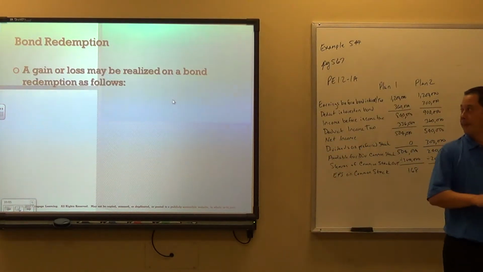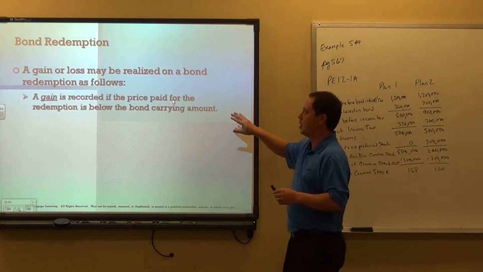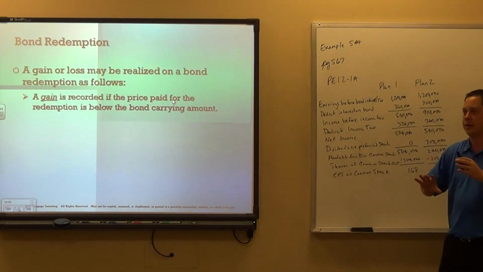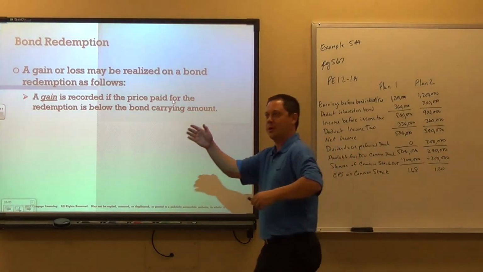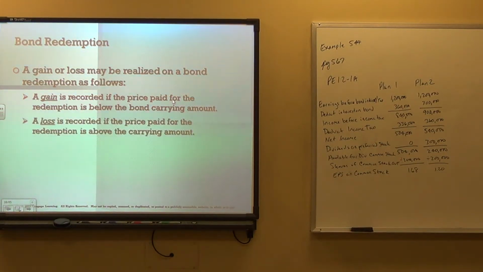That's a little confusing there. So a gain or loss may be realized in the bond redemption as follows. We may have a gain or loss because we may pay a discount or a premium, and we have not amortized that over the whole time yet. A gain is recorded if the price paid for the redemption is below the bond carrying amount. So remember that, we're gaining if the purchase is below it. And vice versa, a loss is recorded if the price paid for the redemption is above the carrying amount.